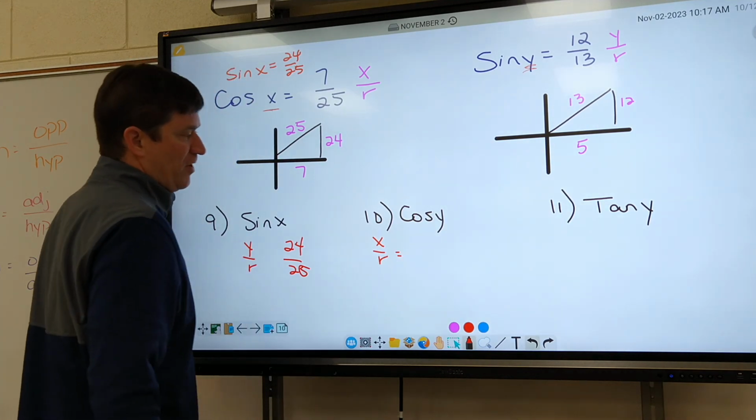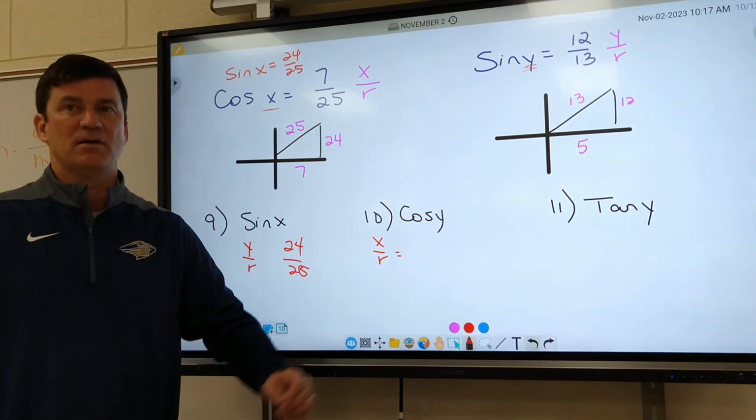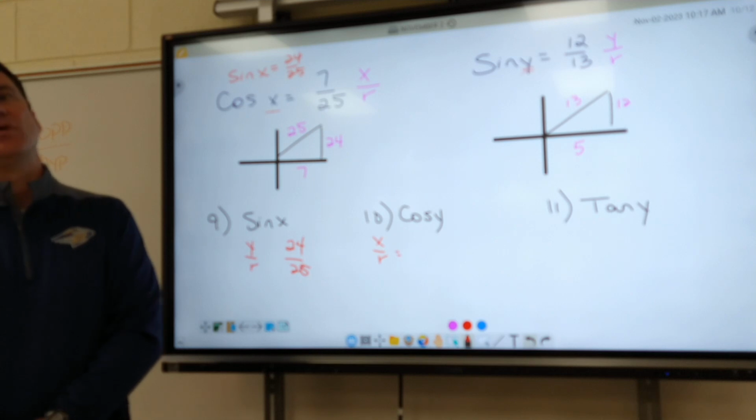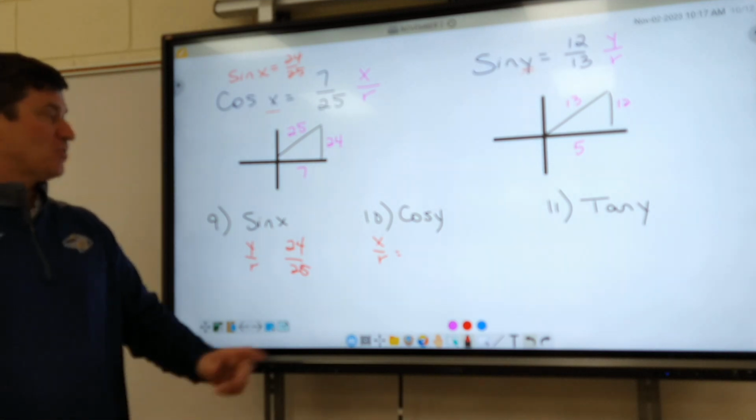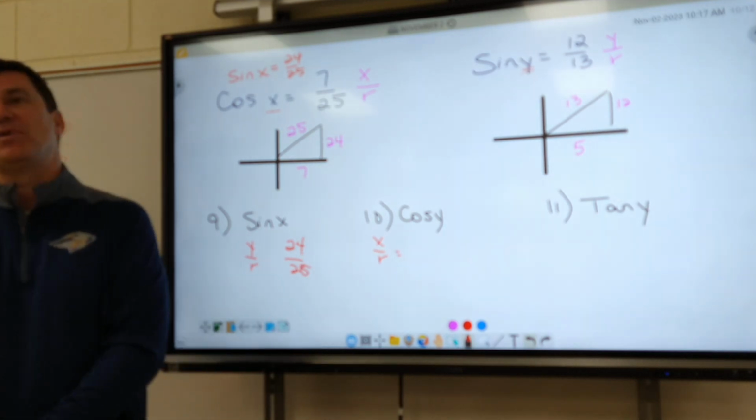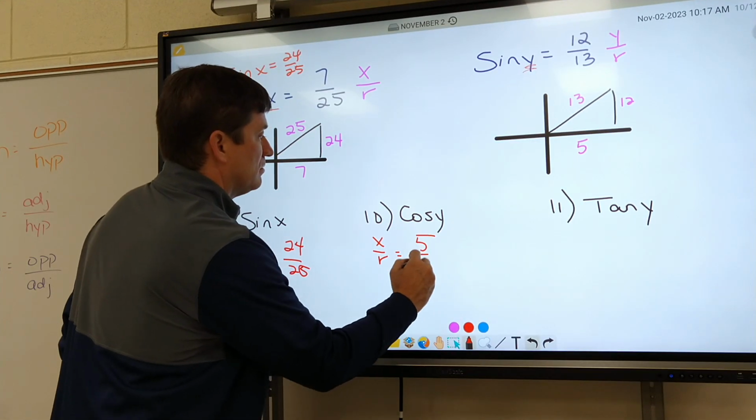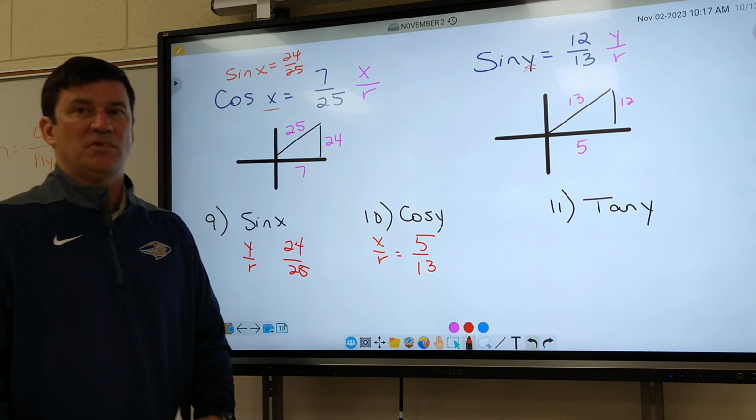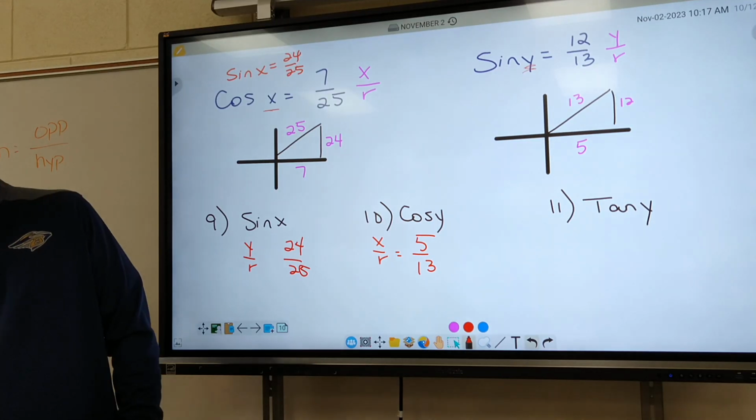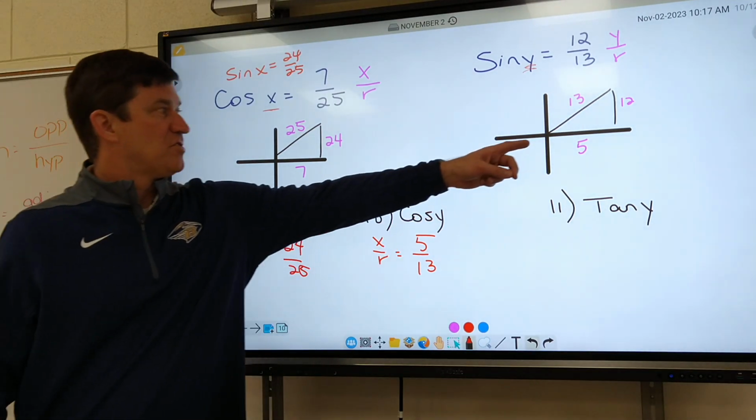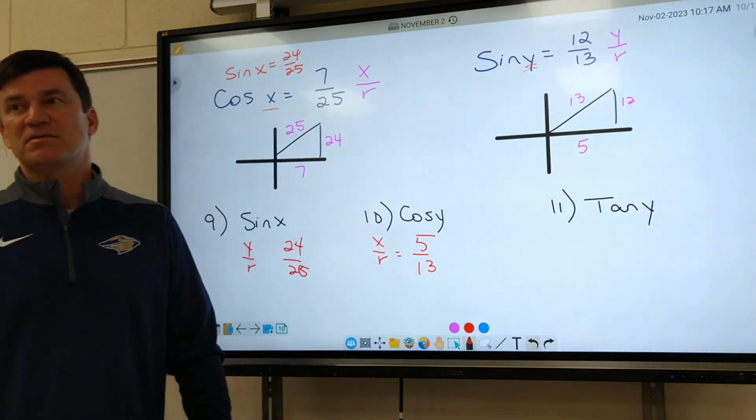So, Mari, I need what the fraction is going to be for cosine of y. First of all, which triangle are you going to look at if it says that? Right. Okay, so what's x on top and r on bottom going to give? 5 over what is it? 13. Very good. 5 is your x, 13 is your radius.